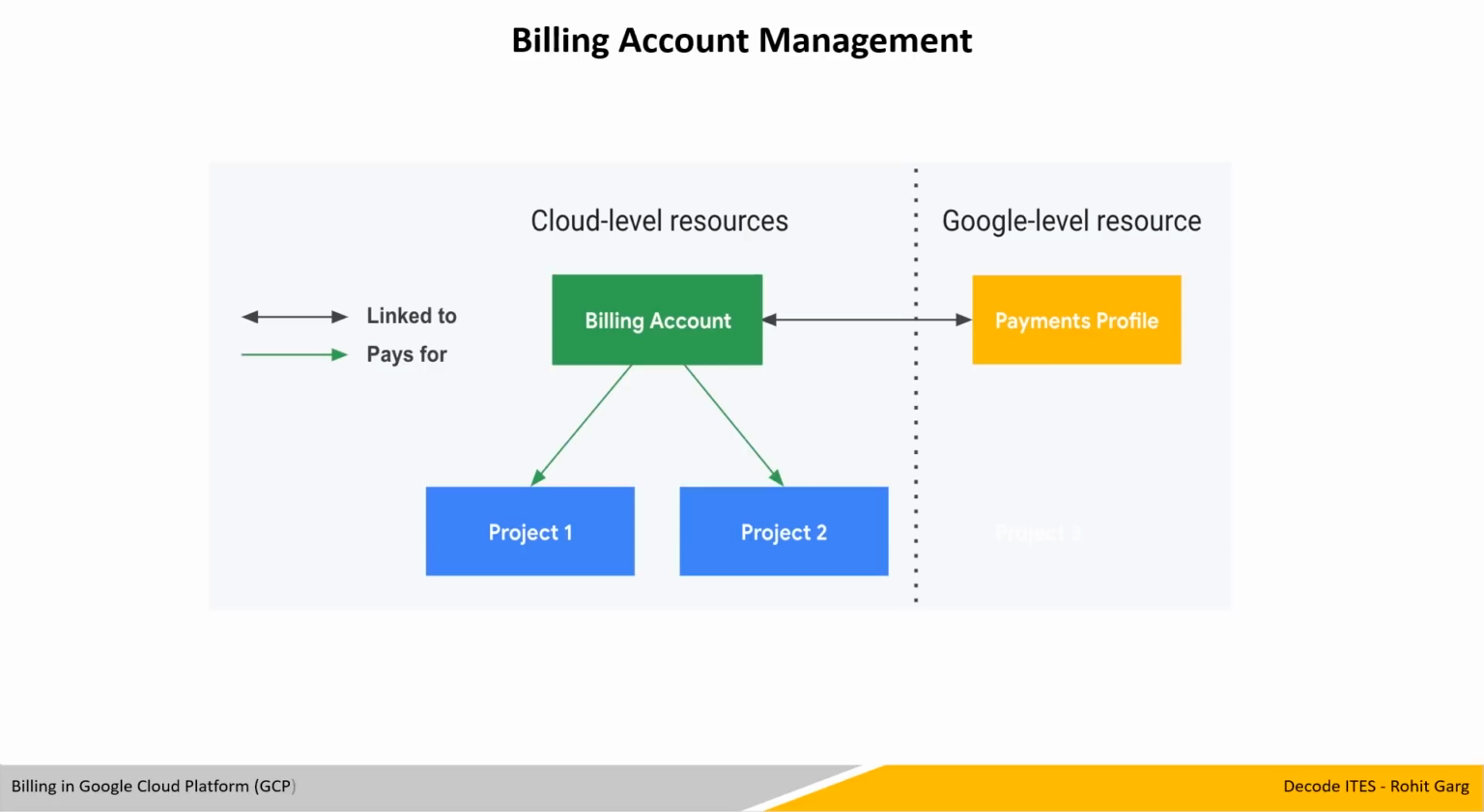This is the image we have taken from Google Cloud documentation and we can see billing accounts are associated with projects. One billing account can be associated with multiple projects and on the basis of your resource consumption in a particular project, billing will be generated. Once billing details are finalized, it will move to payment profiles and Google will make a payment on the basis of that.